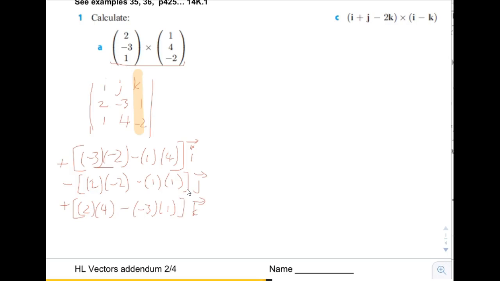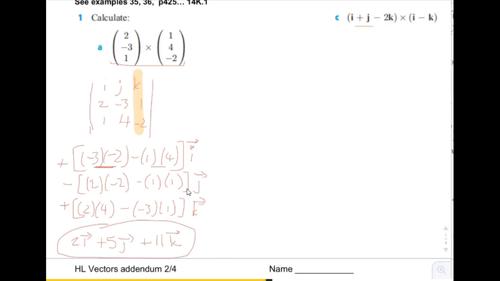Okay, so let's simplify these. The first one is going to be negative 3 times negative 2, which is positive 6, minus 4. 6 minus 4 is 2, so the first element is 2i. The second element would be negative 2 times 2, which is negative 4, minus 1, which would be negative 5. Then we take the negative of that, and we get plus 5j. And the last element would be 2 times 4, which is 8, minus a negative 3, which is plus 3, so it would be 11k. So that is the answer for part A.